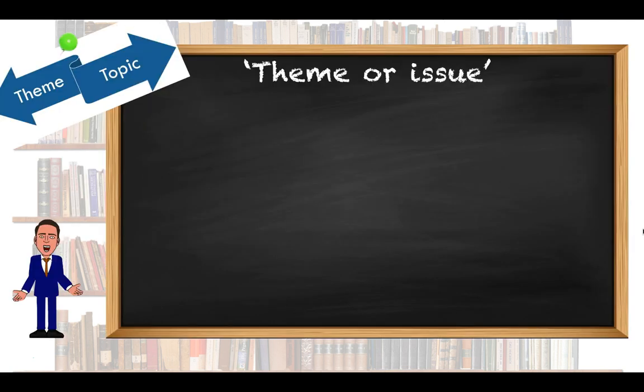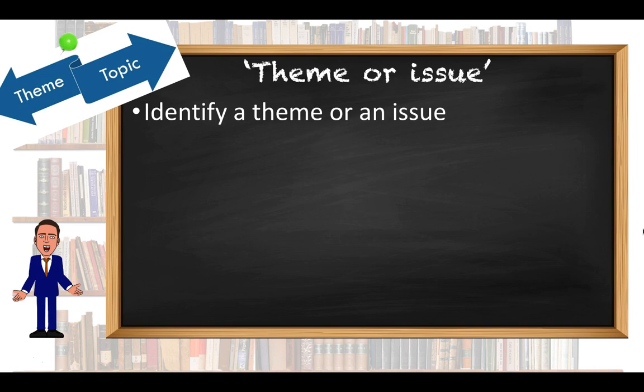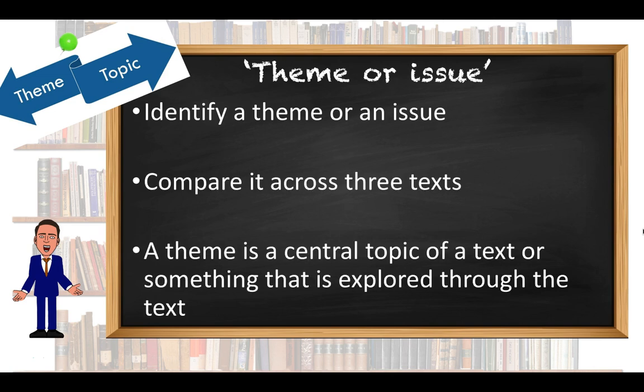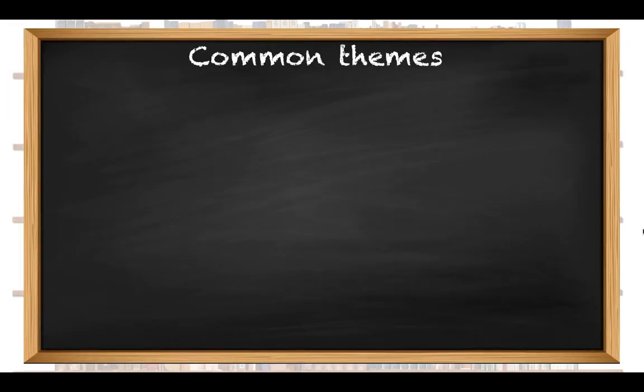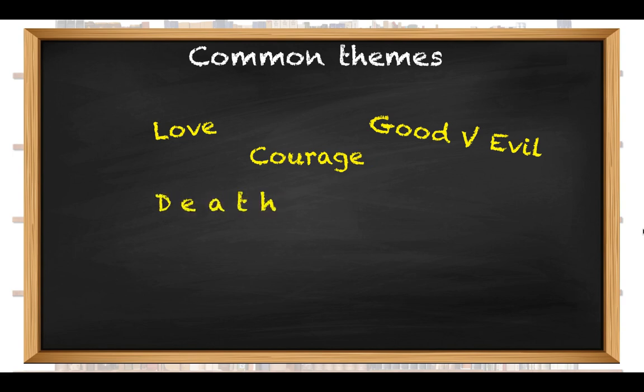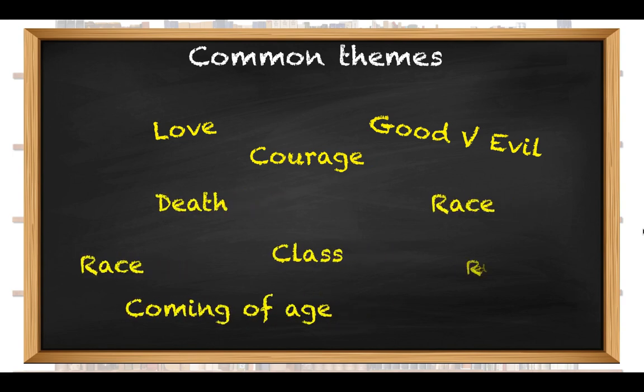This question is relatively straightforward, and there's a bit of crossover as well between this mode and some of the others. So you're being asked here to identify a theme or an issue and then compare it across the three texts that you've chosen. A theme is a central topic of a text, something that is explored throughout the text. So some common themes that we encounter in literature are things like love, good versus evil, courage, death, race, class, coming of age, redemption, revenge.